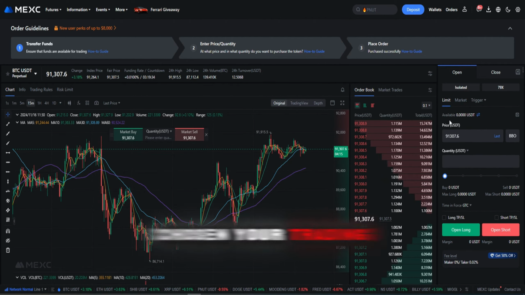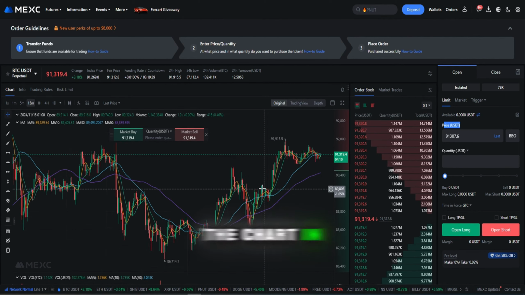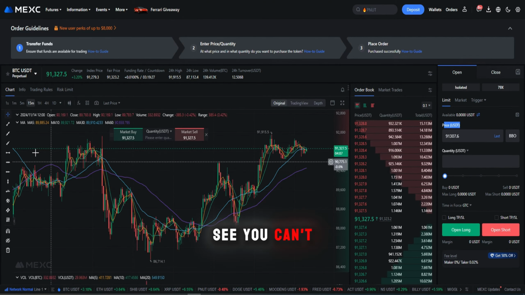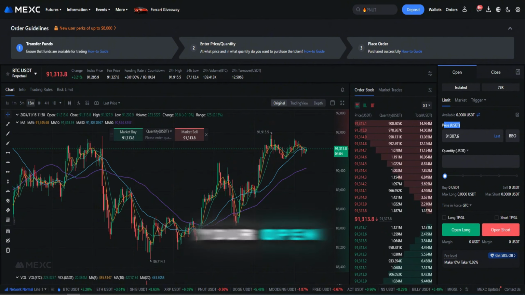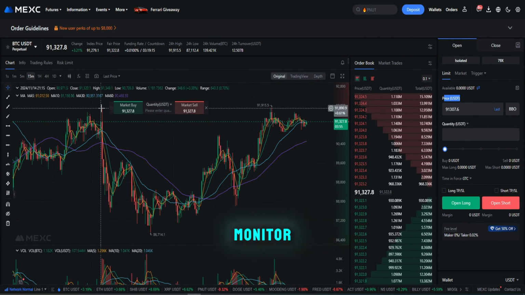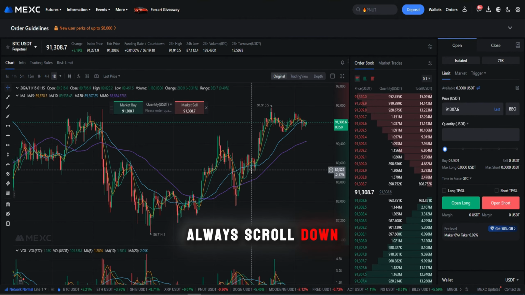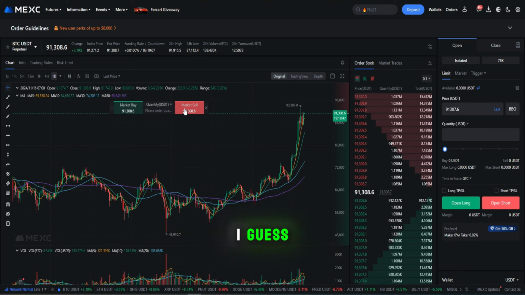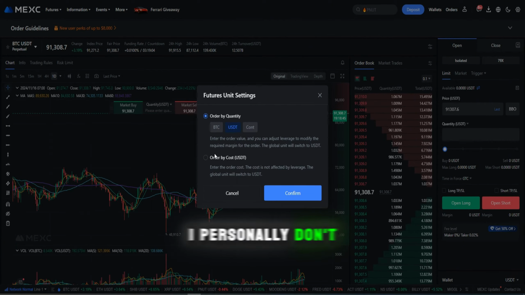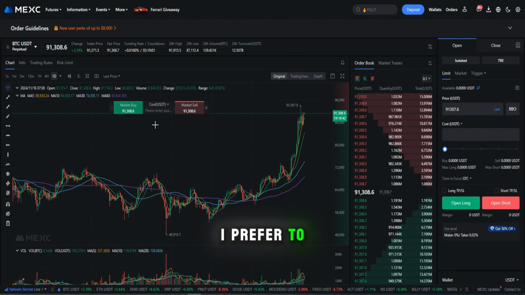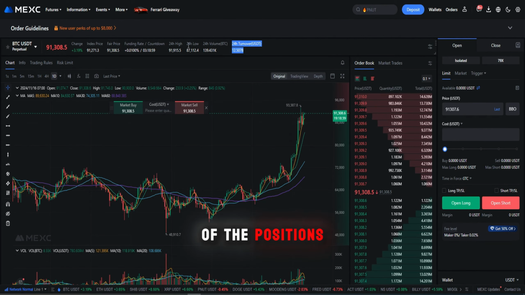Once you have chosen your trading pair, this is how the page looks. What I don't really like about it is that the chart in the middle is a little bit too big. As you can see, down here is where you see your open positions, but you can't really see it on one screen. Maybe if you have a larger monitor you can see it, but that's one thing I don't like, that you always have to scroll down to see it. It's just a matter of preference, I guess, because some people maybe like the chart bigger. I personally don't like it that big. I prefer to have it a little bit smaller, but see more of the positions down here.